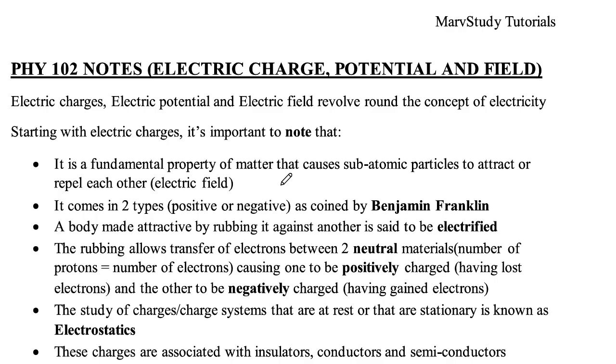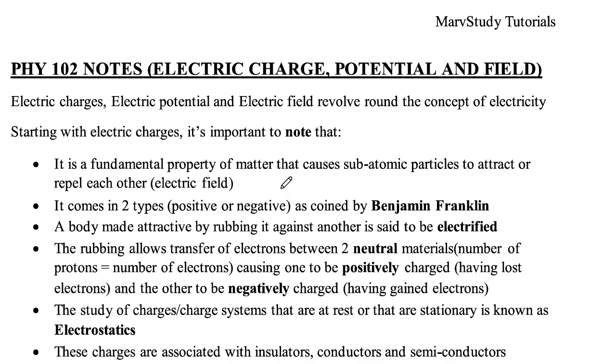Okay, so starting with electric charges, it's important to note that one, it's a fundamental property of matter that causes subatomic particles to attract or repel each other. So it's a property that a body can acquire that makes it attractive. That's why it leads us to the fact that we'll say, okay, like charges repel, unlike charges attract. So when a body possesses a charge, there is now a tendency for it to be attracted to another body. Do you understand?